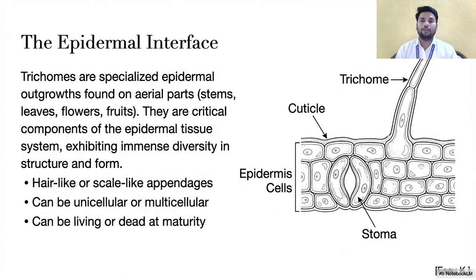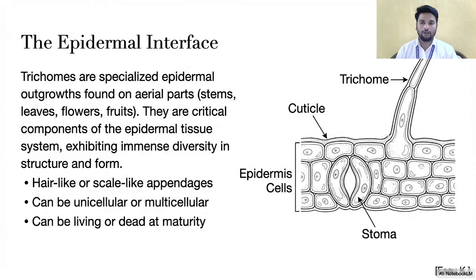Okay, then the epidermal surface. Actually, the plant hairs are part of the epidermal tissue system. Epidermal tissue system is nothing but a protective layer that protects the plants from different attacks like herbivory, infection, etc. So the trichomes are nothing but outgrowths of the epidermal cells. Trichomes are specialized epidermal outgrowths found on the aerial parts of the stem, leaf, flower, and fruits.